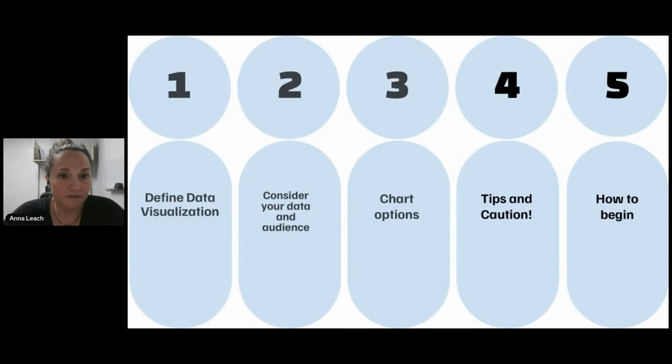So first I'll begin by defining data visualization. Then I'll walk you through considerations around your data specifically and your audiences. I'll then give you some chart options of common and familiar charts, how they can be used or should be used, and ways that you can implement them now. We'll then go through some tips and cautions, things to consider as you're learning to walk through this process of data visualization. And then I'll give you some resources on how to begin.